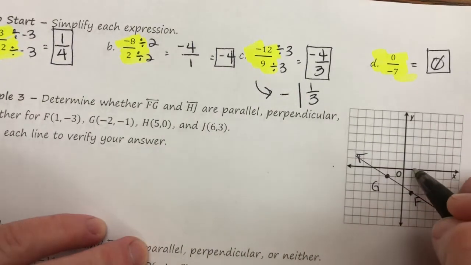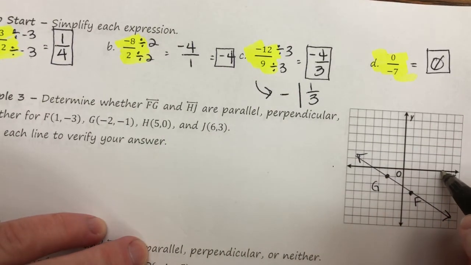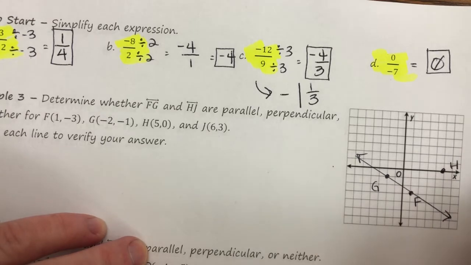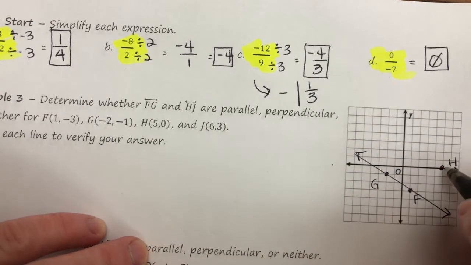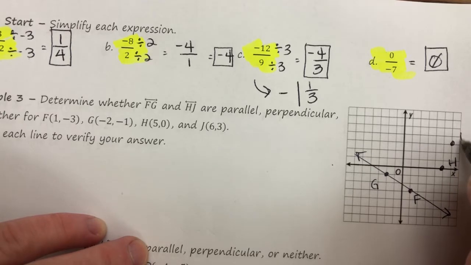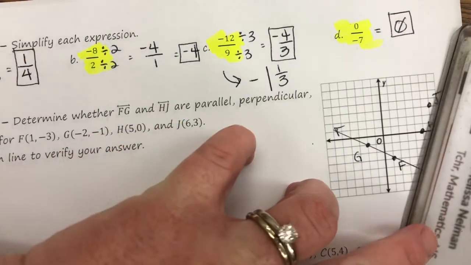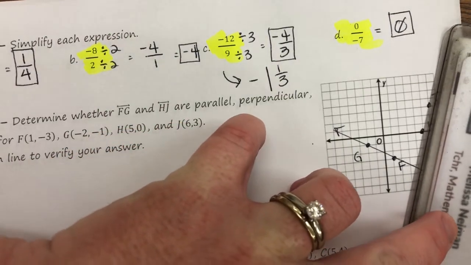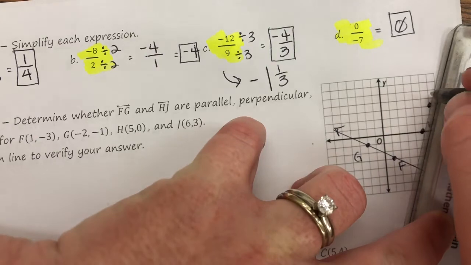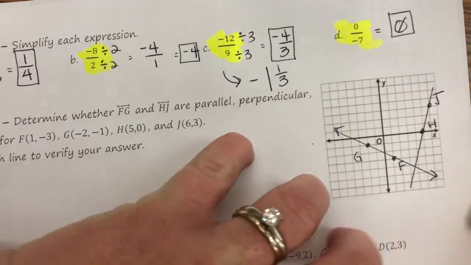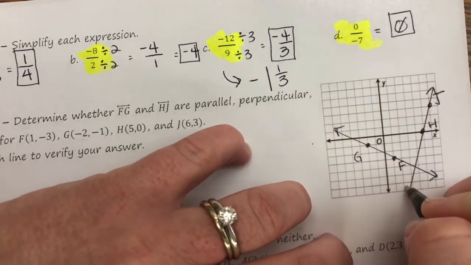H is at 5, 0, over 5, up 0. And J is at over 6, up 3. Over 6, up 1, 2, 3 here. All right, so do these lines intersect? Yes, as a matter of fact, they do. Are they perpendicular? Do they intersect at 90 degrees?